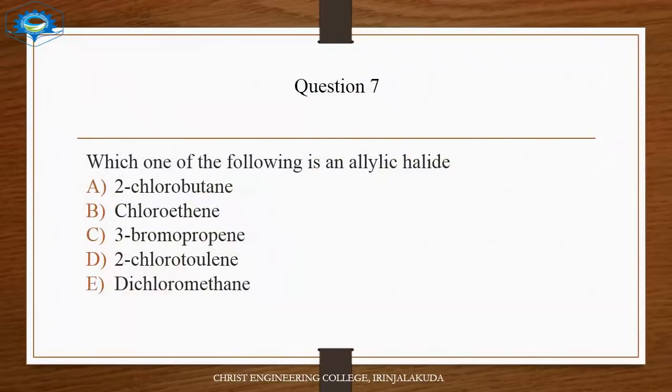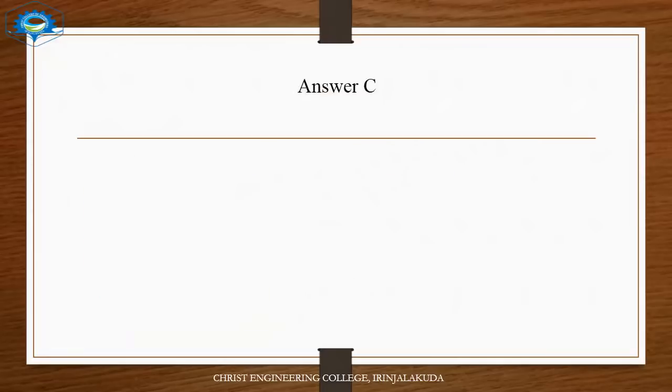Okay, question number 7. Which one of the following is an allylic halide? Option A, 2-chlorobutane. Option B, chloroethene. Option C, 3-bromopropene. Option D, 2-chlorotoluene. Option E, dichloromethane. Answer is C.